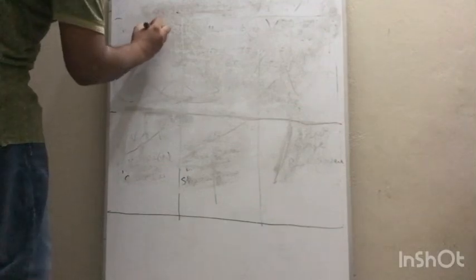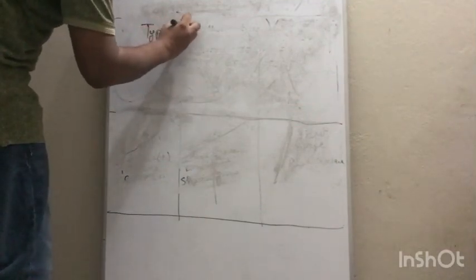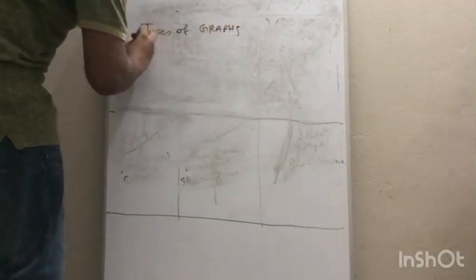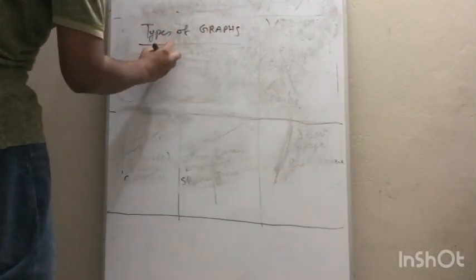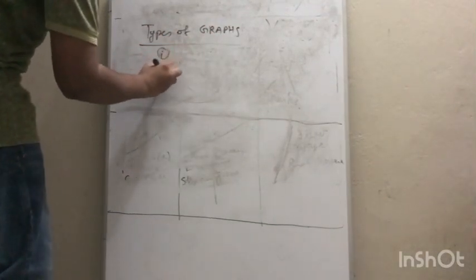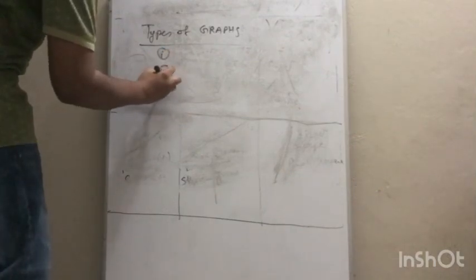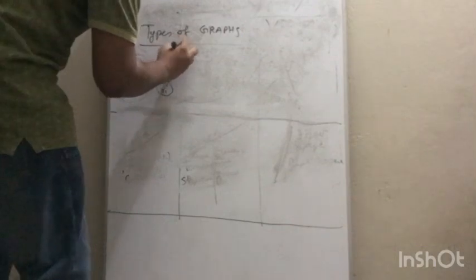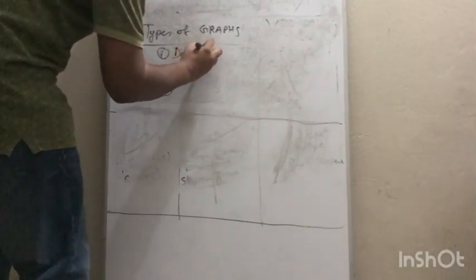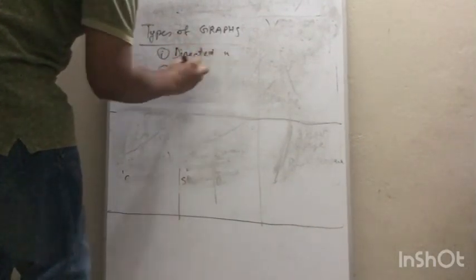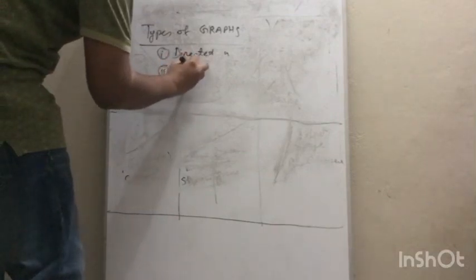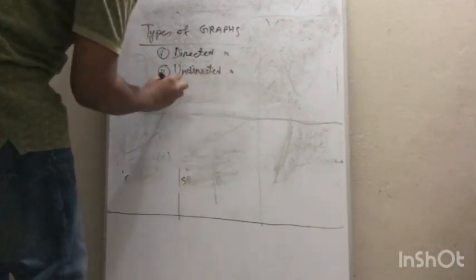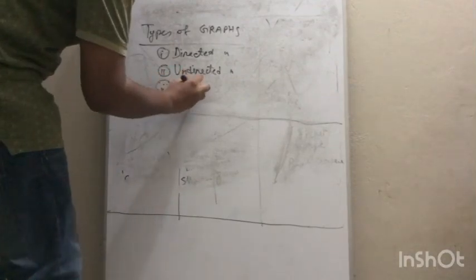Types of graphs: directed graph, undirected graph, and mixed graph.